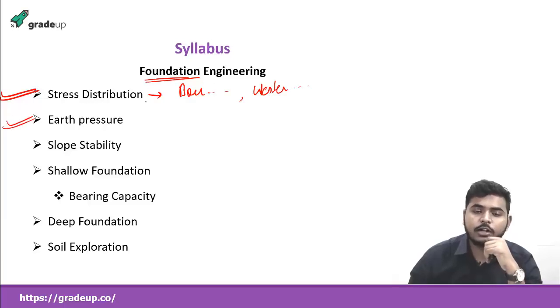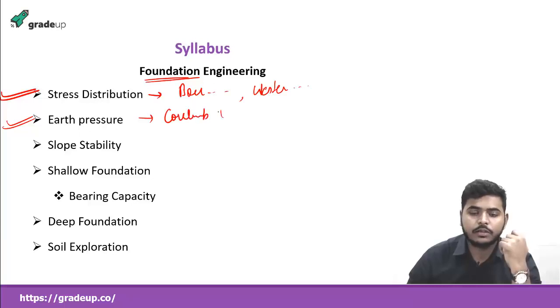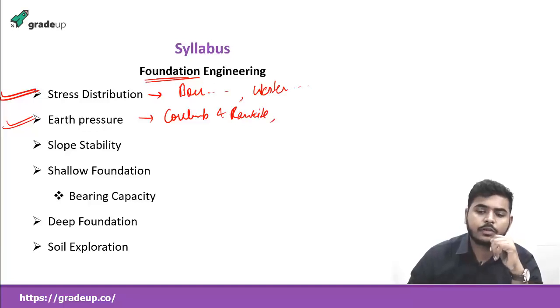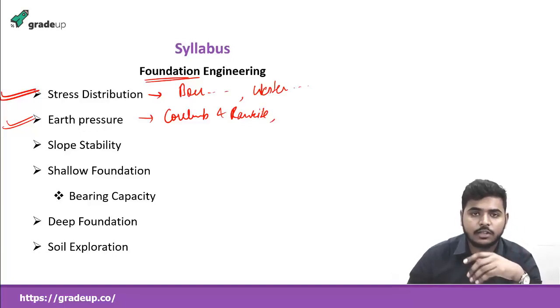The second will be the earth pressure. Here we'll be studying active earth pressure, passive earth pressure, and earth pressure at rest. We'll also be studying the concepts of both Coulomb and Rankine. And we'll be studying in detail the retaining walls and the sheet piled walls.